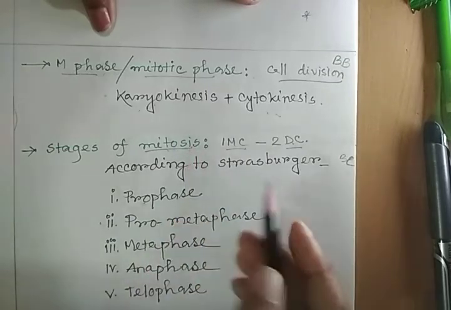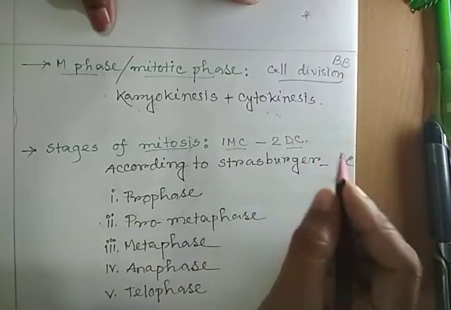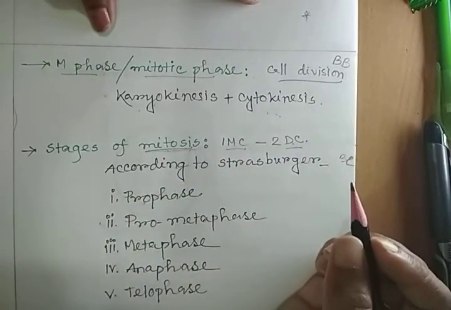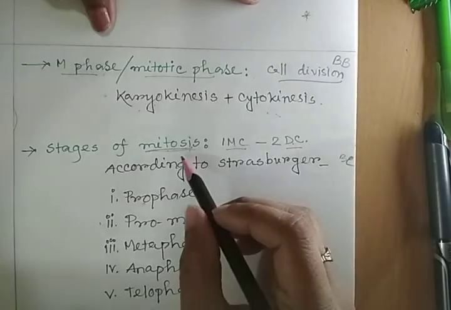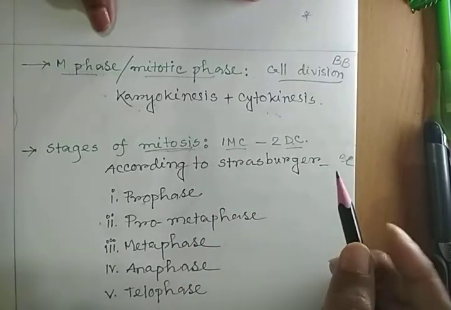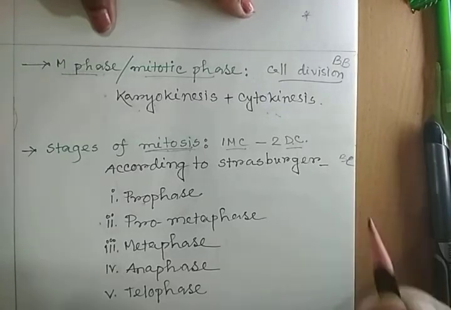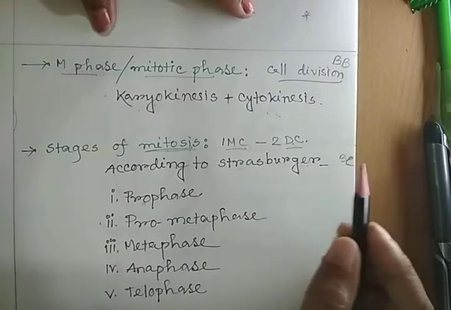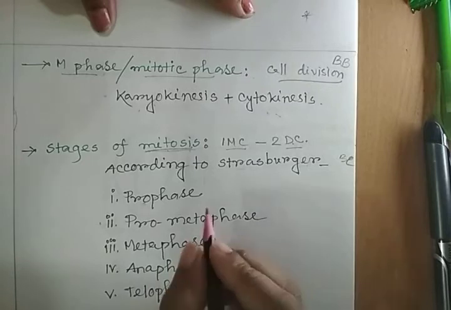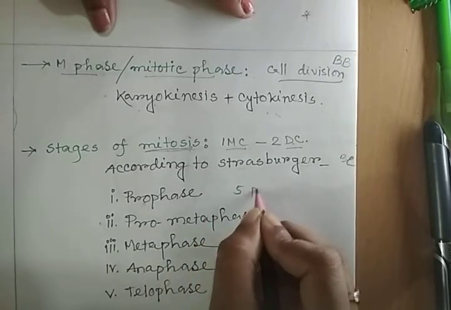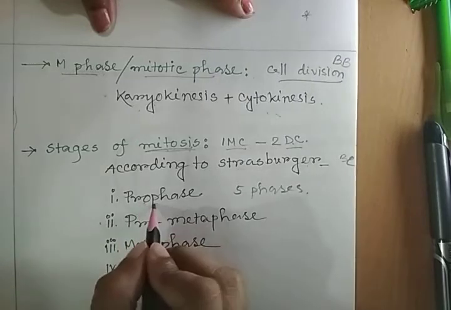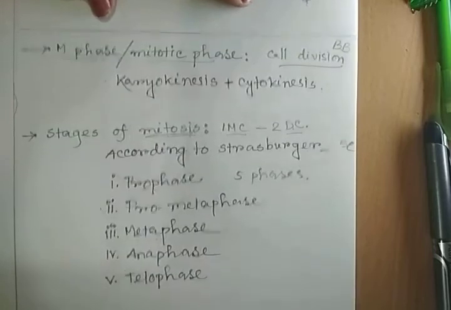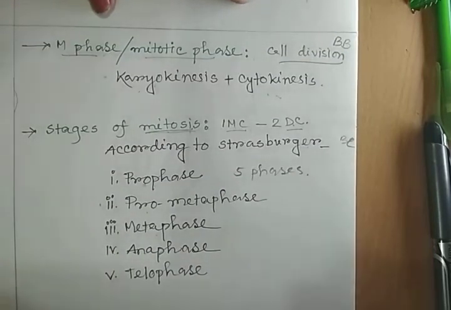Before that, you know that one mother cell gives 2 daughter cells identical to the mother cell during mitotic cell division. Mitotic cell division is a continuous process, but for explanatory purposes, Strasburger divided the mitosis process into 5 phases. Number 1, prophase; number 2, prometaphase; number 3, metaphase; number 4, anaphase; and number 5, telophase.